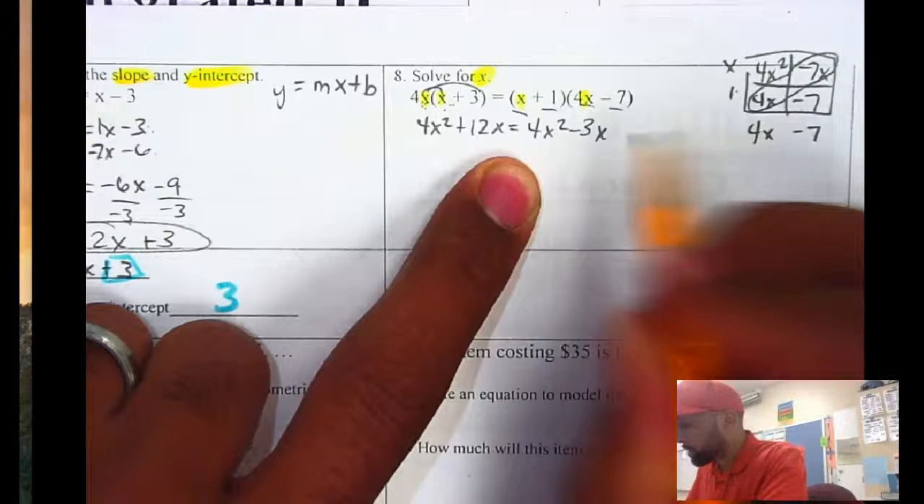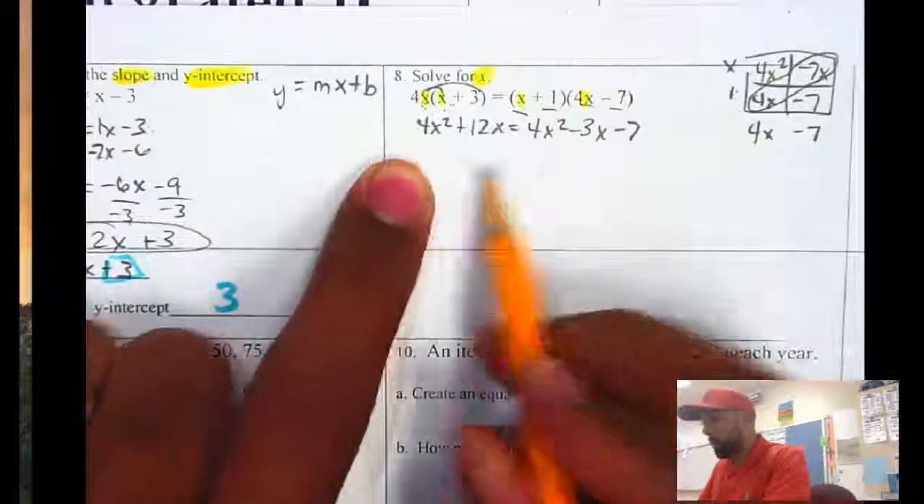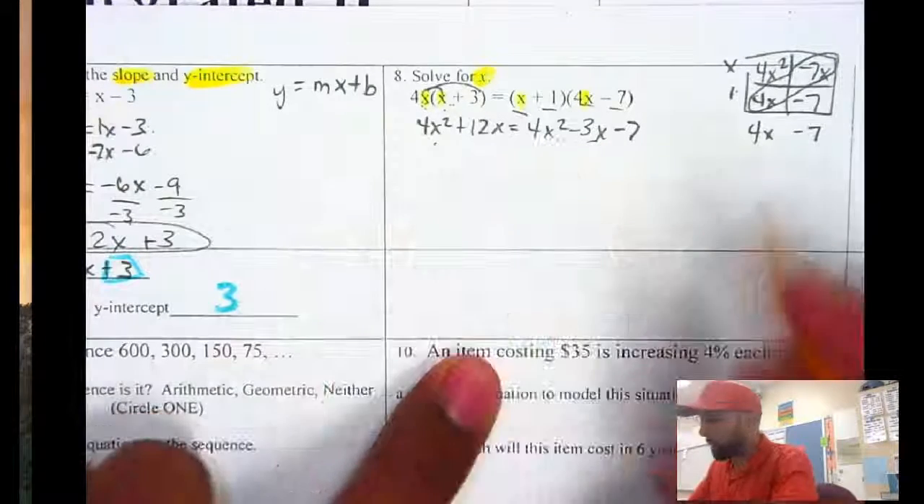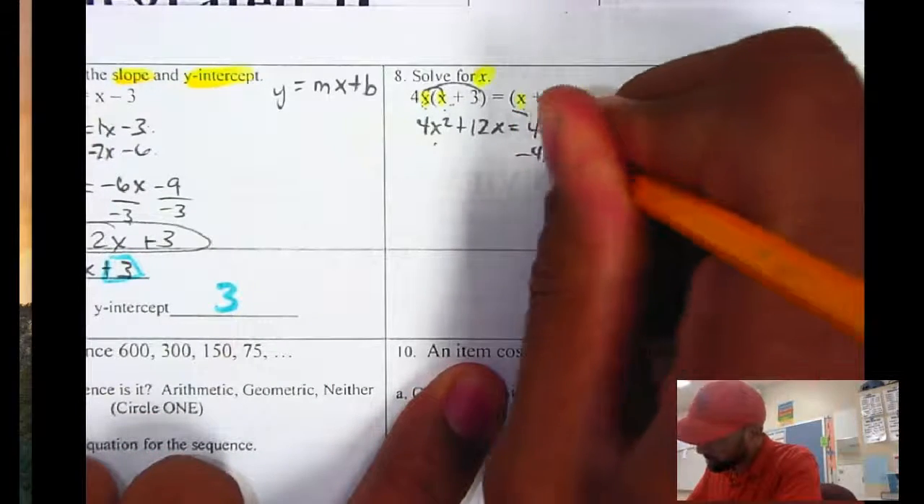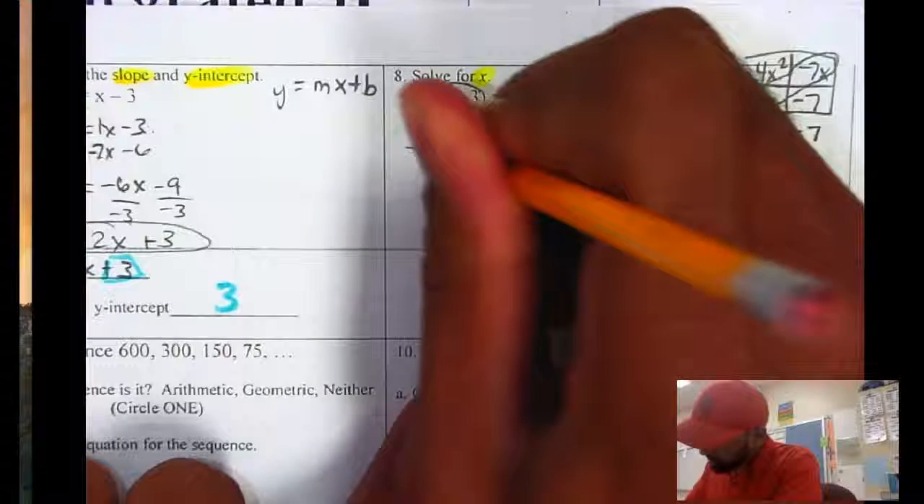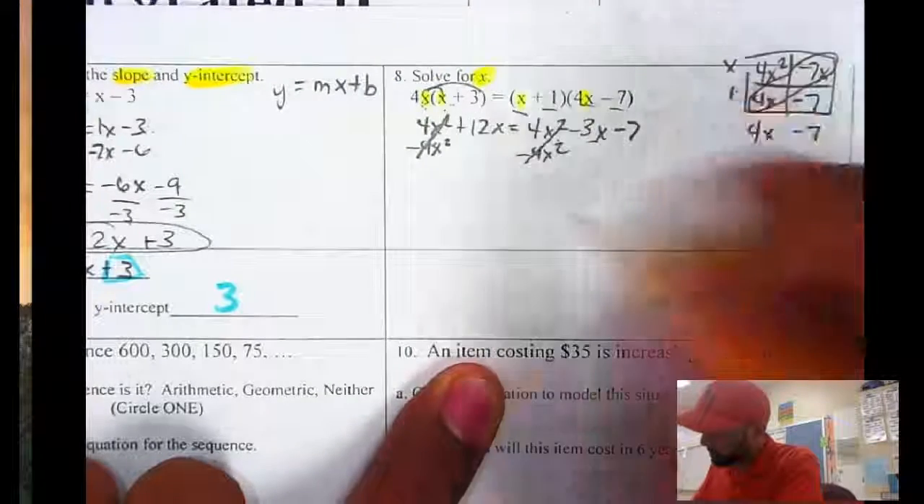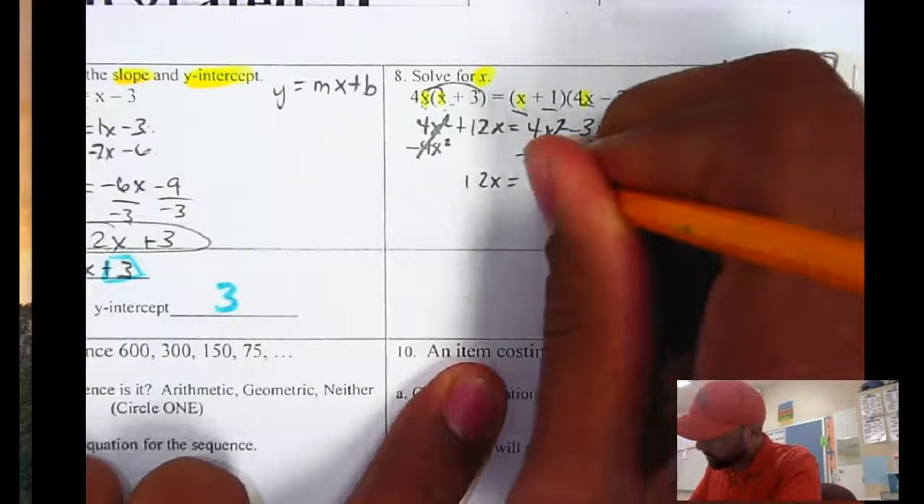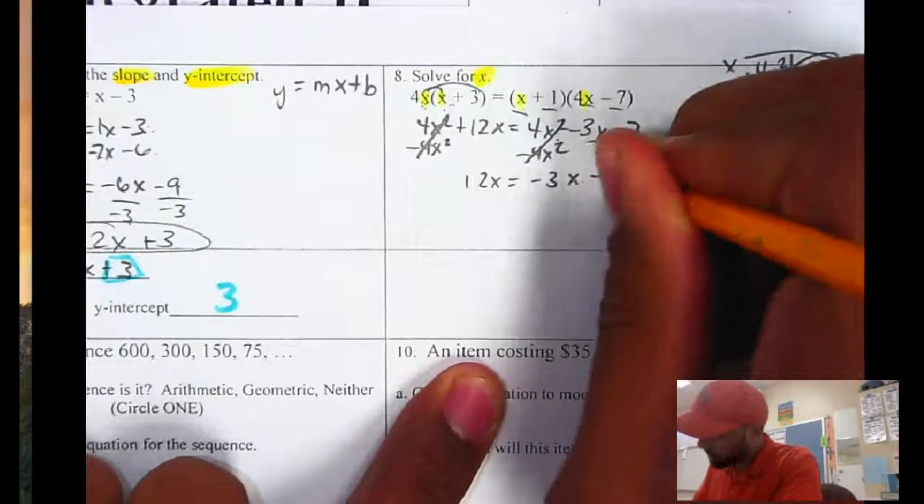I have minus 7. Okay, so now right away I notice that I've got a positive 4x squared and another positive 4x squared. So if I subtract those from both sides, those are going to cancel. So let's rewrite the step. Go to the next step. So I still have the negative 3x and the minus 7.